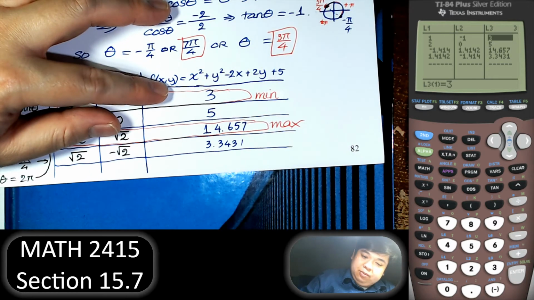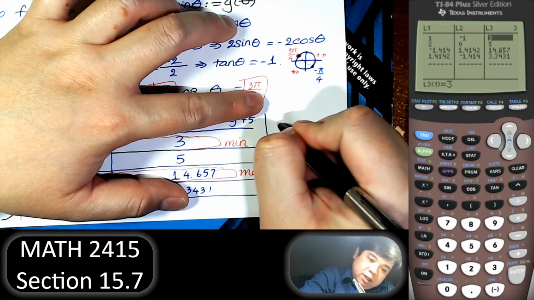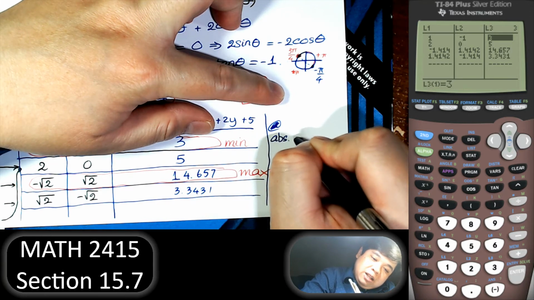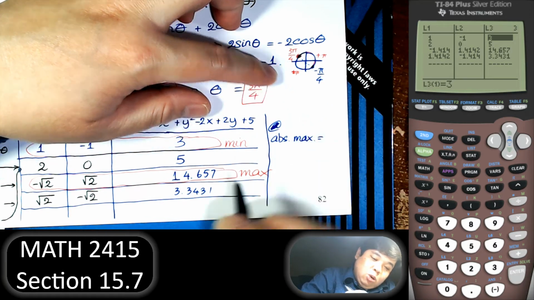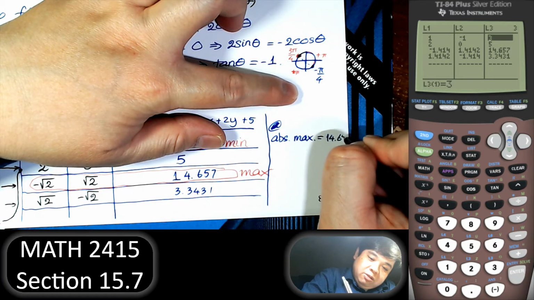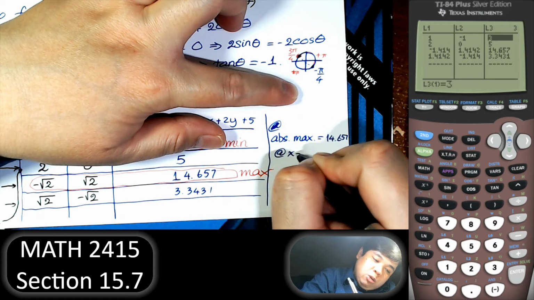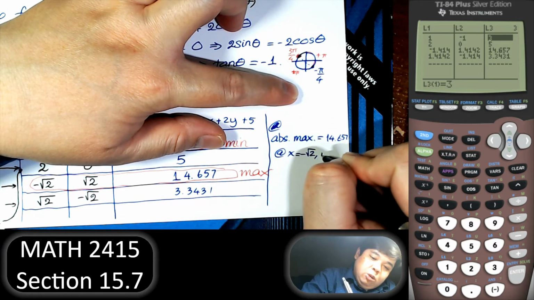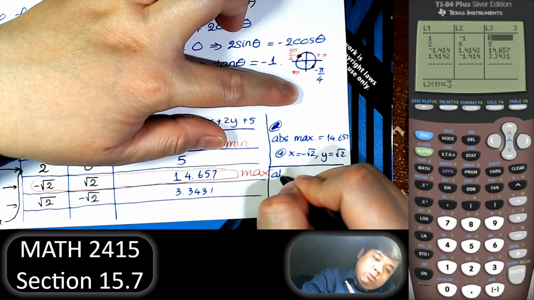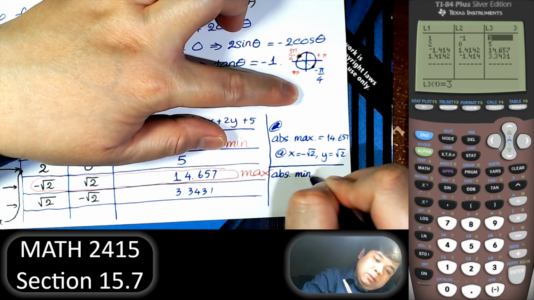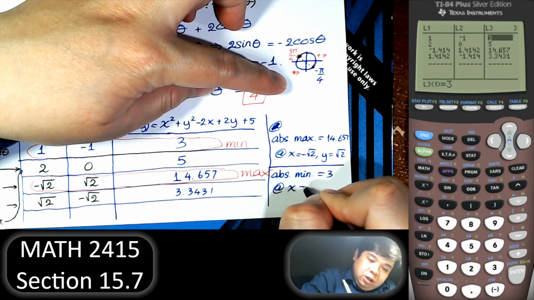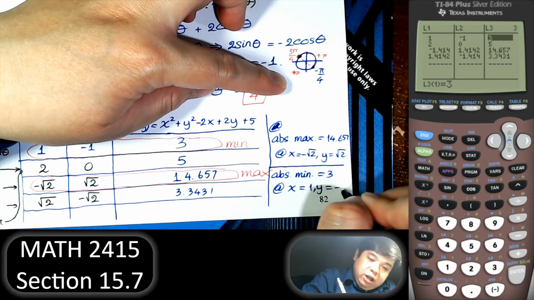So I better write it down. We say absolute max equal to, actually we should get the exact values, but we just say 14.657, at x equal to negative square root of 2, y equals square root of 2, and absolute min equal to 3 at x equal to 1, y equal to negative 1.